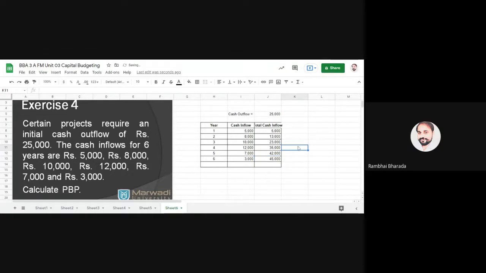Now look at the last column, and find out in which year your initial investment is recovered. Your answer is not exactly 3 years or exactly 4 years. In 3 years we got 23,000, and in 4 years we got 35,000, which is more than 25,000. We need to look only up to 25,000.